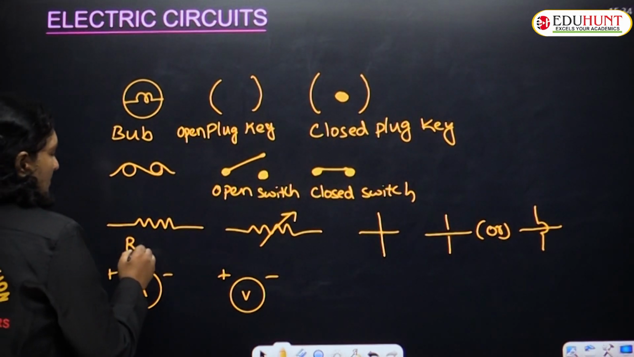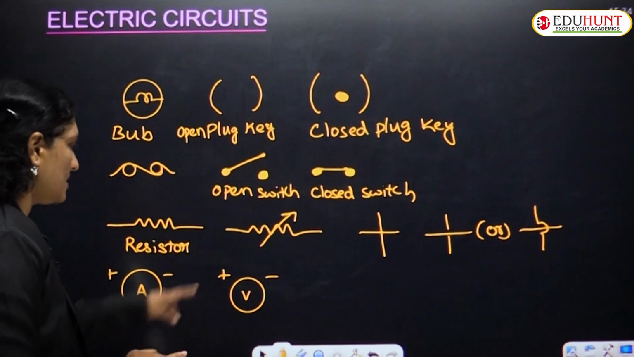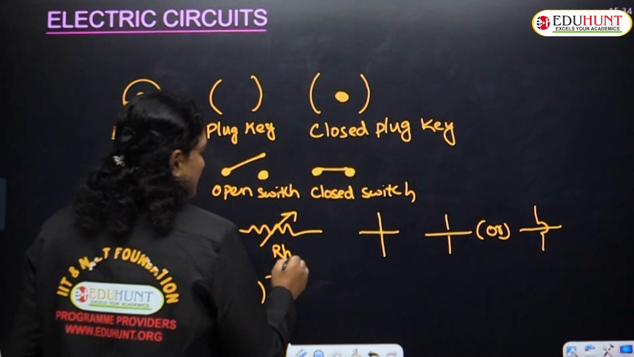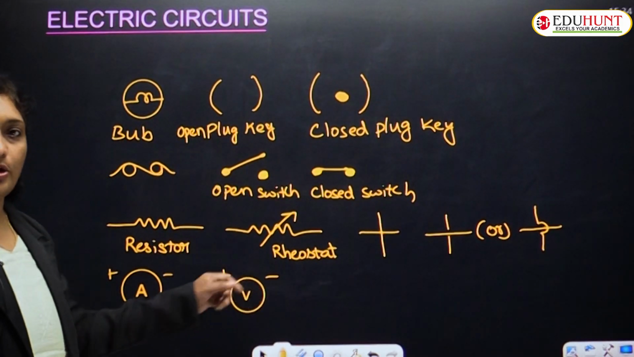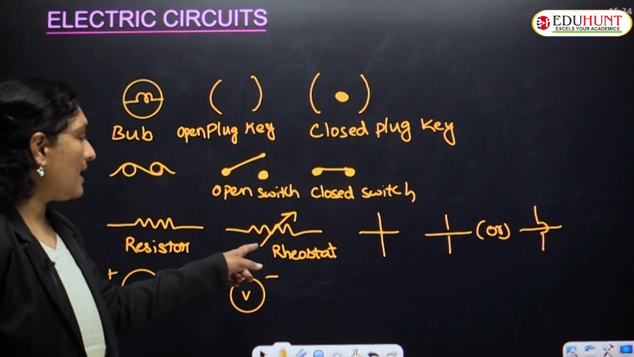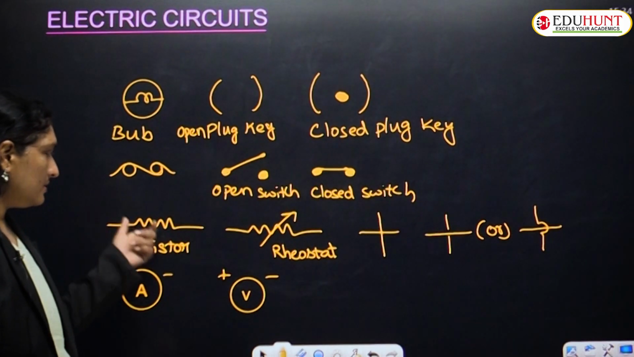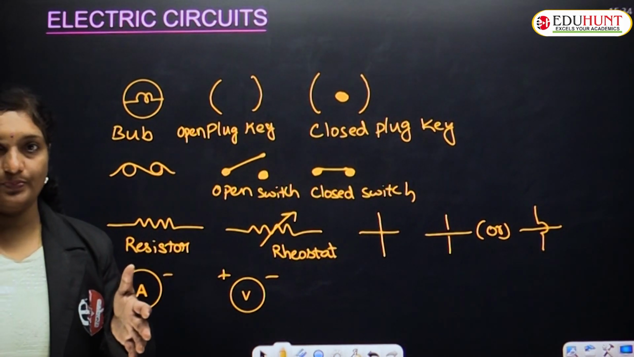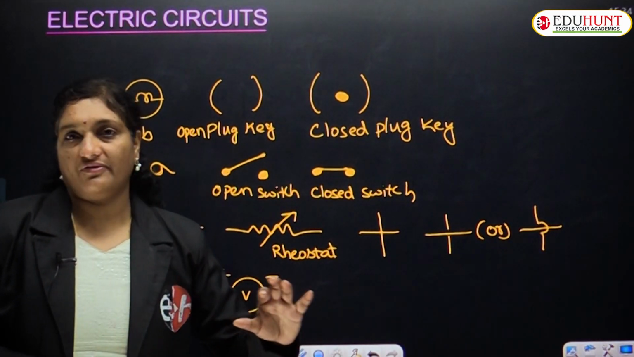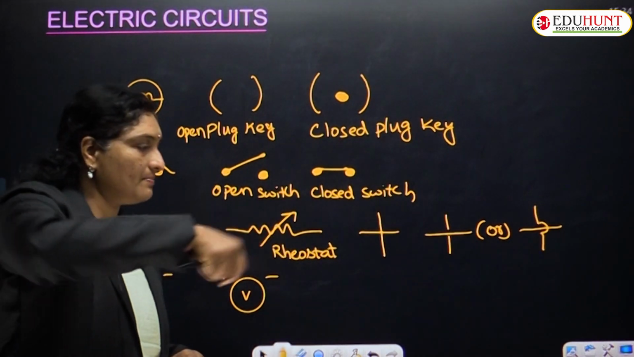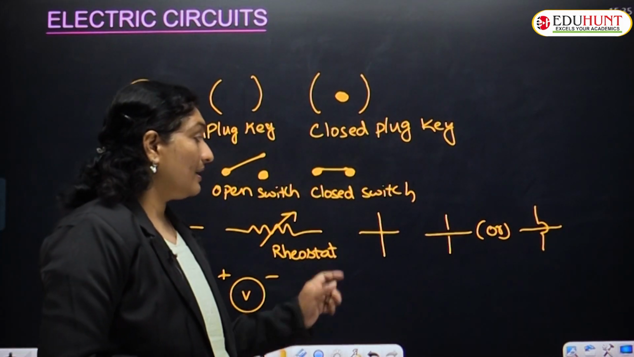This is the symbol for a resistor. It can also be called a resistance because it offers resistance. And here is the symbol for a rheostat. Last class I already showed you how the rheostat looks. The other name for rheostat is variable resistor, because in a normal resistor it gives a fixed value, whereas in a variable resistor the resistance can be changed to different values because it has some movable contact. And this is the symbol for conductors.